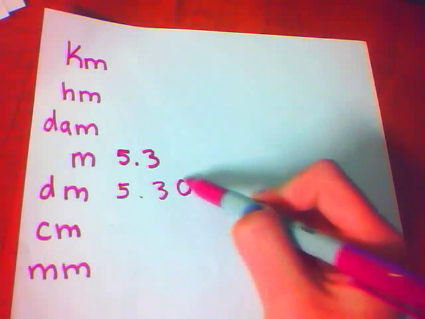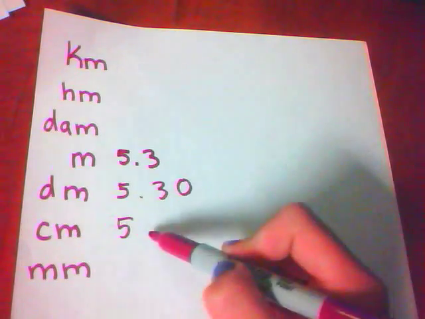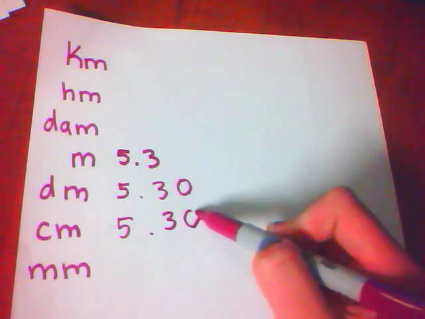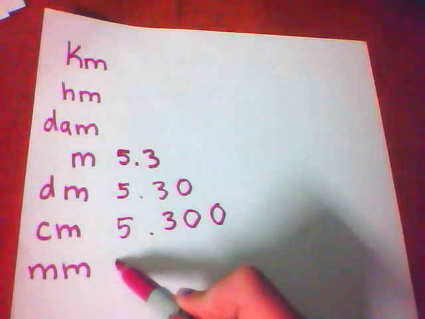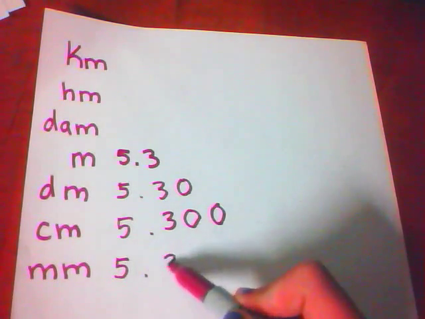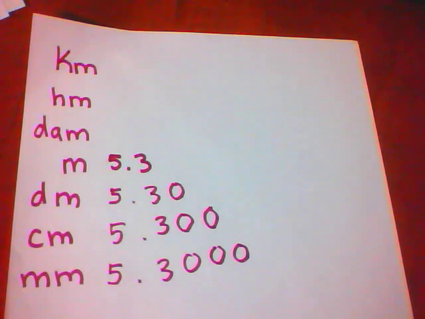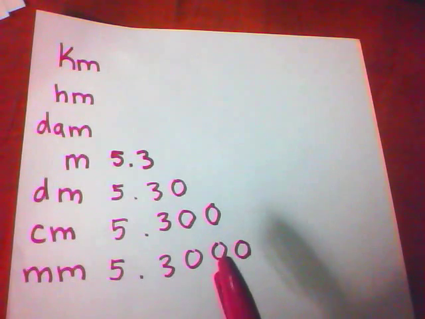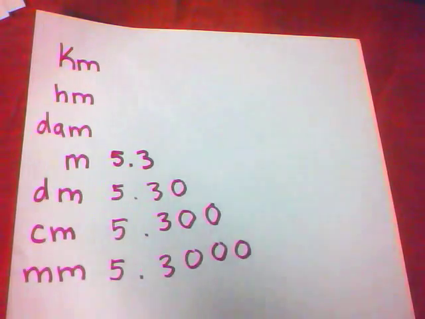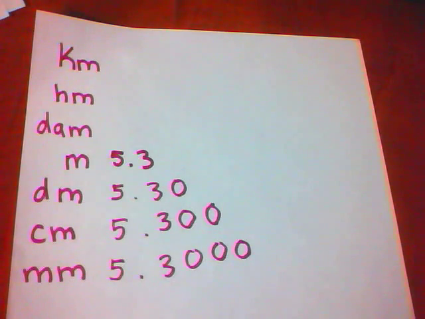5.30, 5.300, 5.3000. This number may look different, but because you are working with decimals, the number is no different and technically the same, since after the decimal, zeros have no meaning. It's better to think of moving the decimal place or changing the place value.